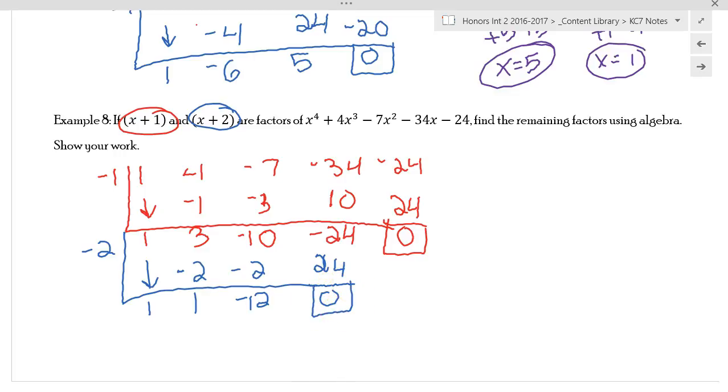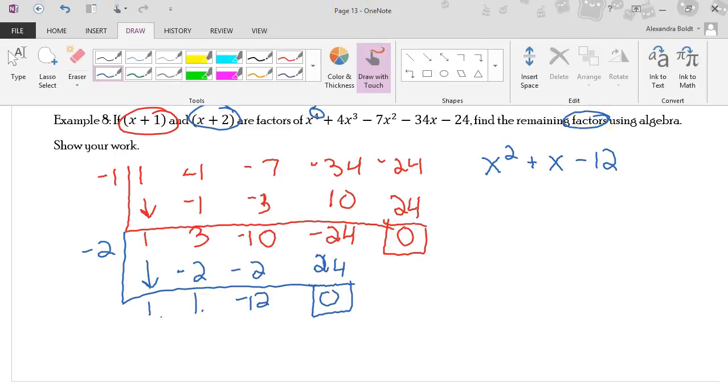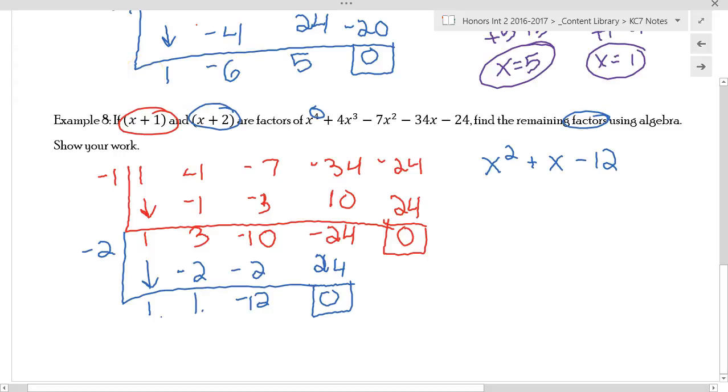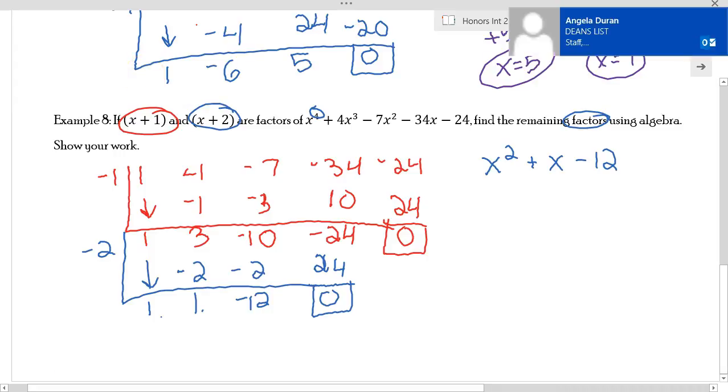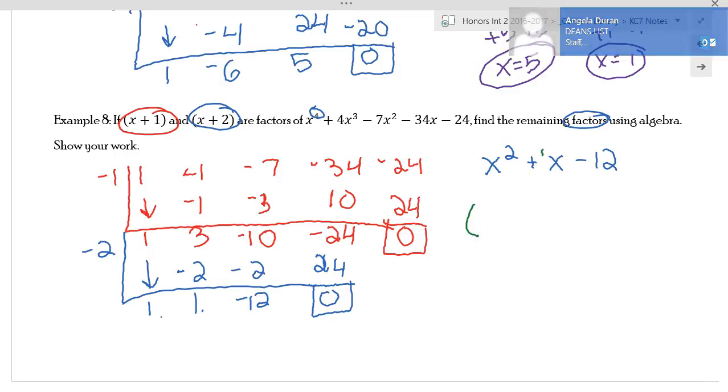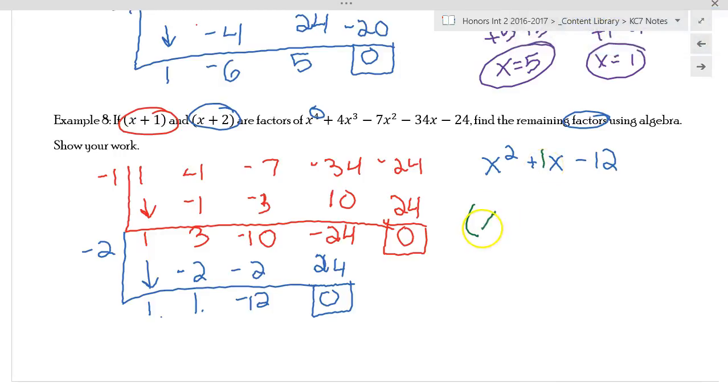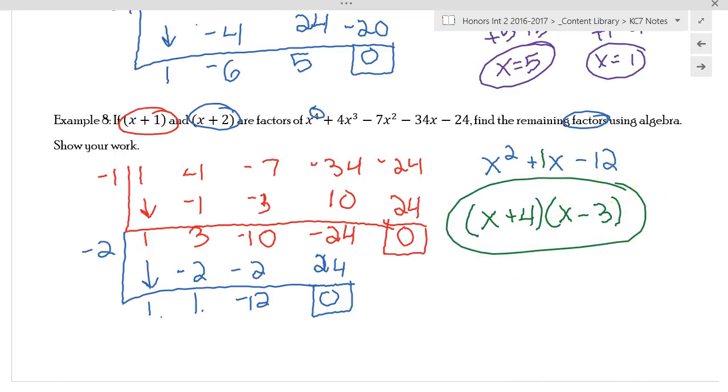Then I'm using this. Again, I started with a fourth, and I divided twice, so I dropped 2 degrees. So I'm starting with x squared plus x minus 12, right? x squared plus 1x minus 12. Now here, I'm finding factors, so I don't have to set it equal to 0. I only set it equal to 0 if I'm finding zeros. Okay? So I'm just factoring. What multiplies to negative 12 and adds to 1, right? That's going to be x plus 4, x minus 3. Those are my 2 remaining factors.